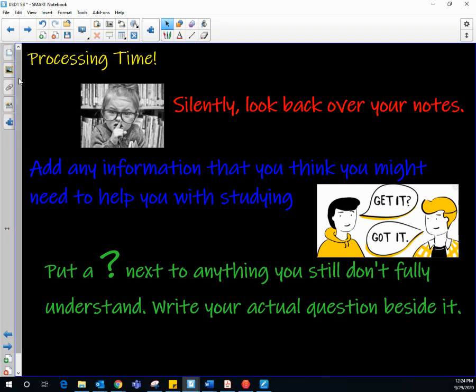All right, so now we're at the end. This is kind of processing time. Look back over your notes. See if there's any additional information that you might want to add to the side that you think is going to help you with studying. And if there's anything you have a question about, put a question mark next to it and write out the question beside it. What is it that you're not understanding? Therefore, you can ask your teacher when you get into class. All right.